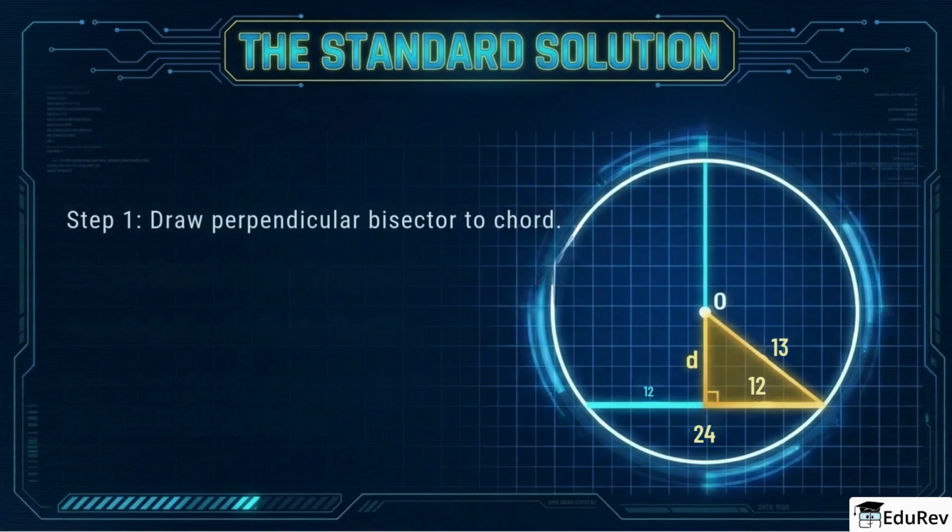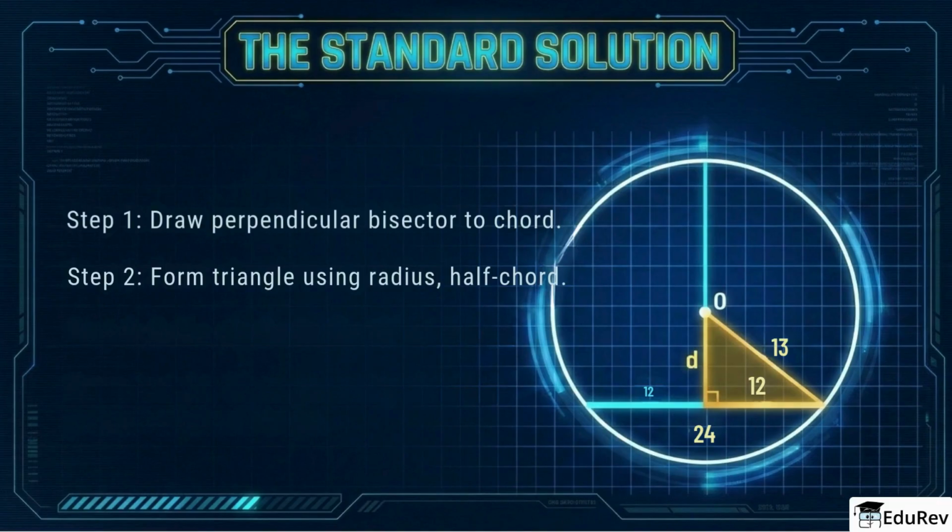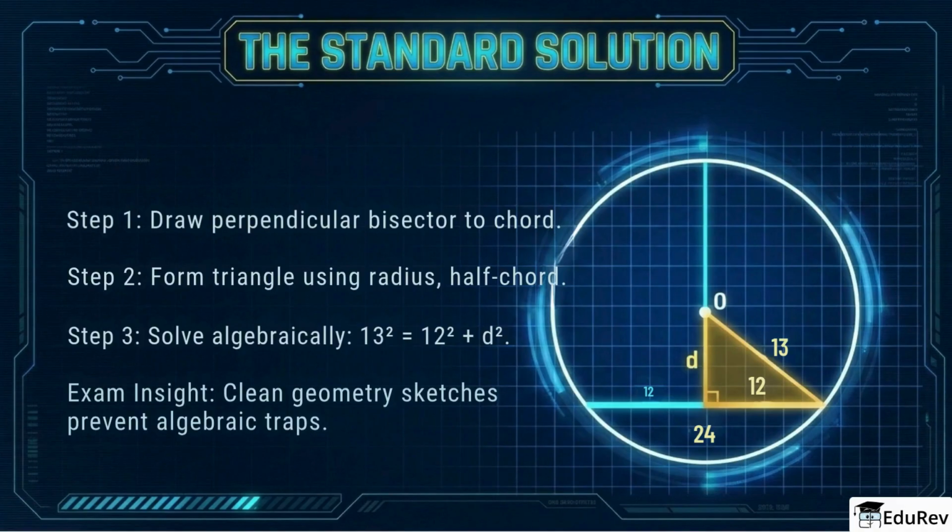Once the perpendicular bisector is drawn, the triangle is clean. One side is 13, one side is 12, and the unknown distance is d. From there, the relation becomes 13 squared equals 12 squared plus d squared. So the structure of the problem is completely clear. The bigger lesson is that a neat sketch saves you from algebraic confusion, because the moment you see the 13, 12, and 24, the answer path is already visible.